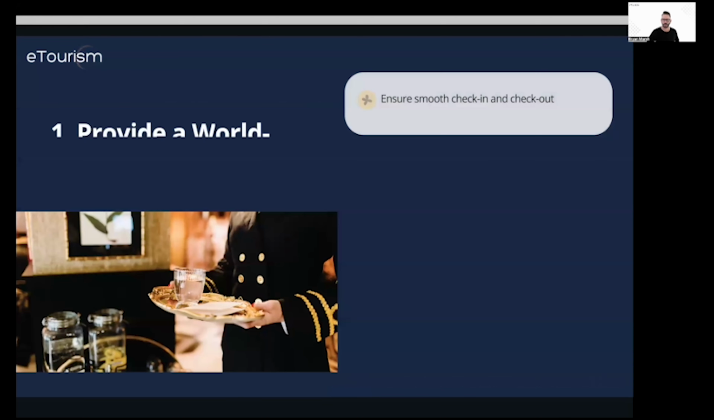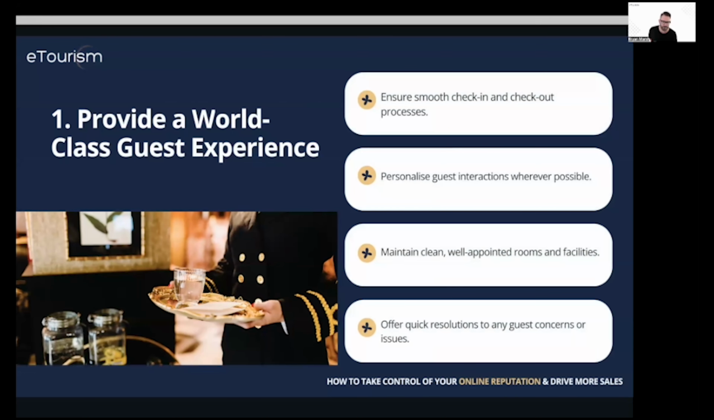All right, let's quickly break each one down. Number 1, provide a world-class guest experience. This isn't just about the tools. You can have the best tools in place, but if you're not providing a great guest experience, no tool's going to fix that. All right. I know you're all working towards that, and I know that you all do a fantastic job, but we also understand that this is the most important part of this.